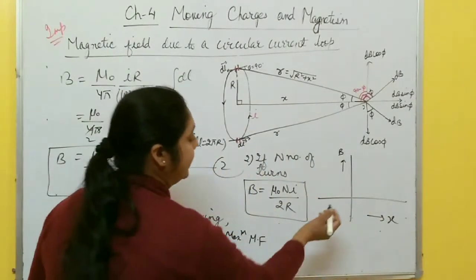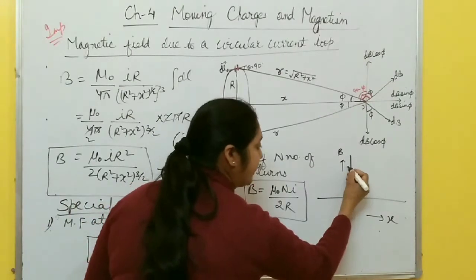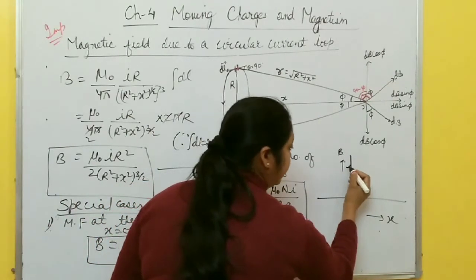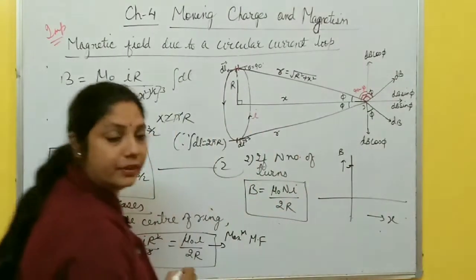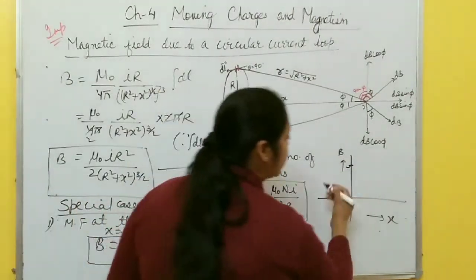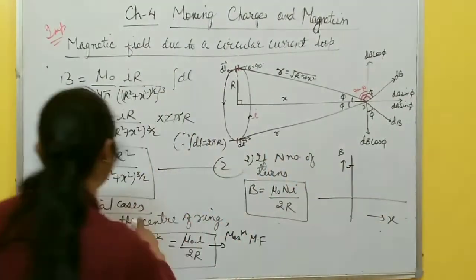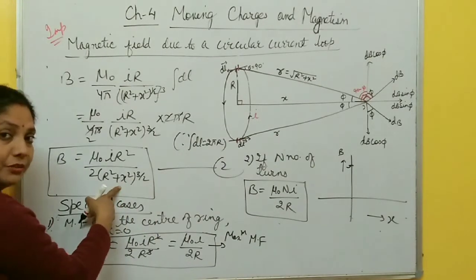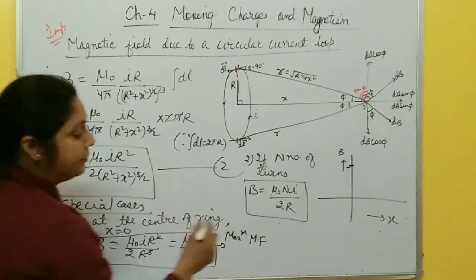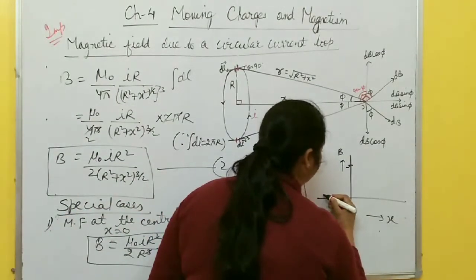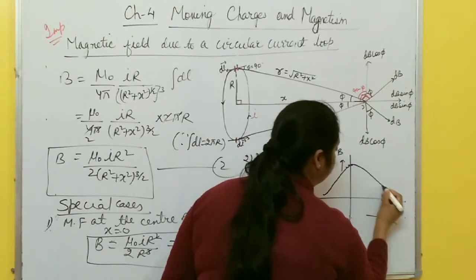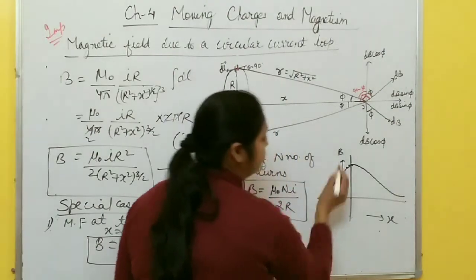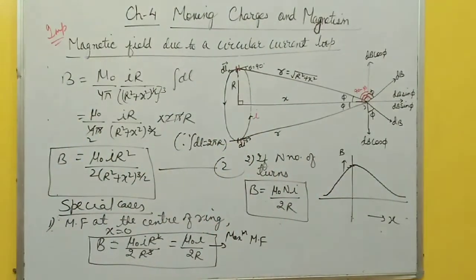So at the center of the ring, the magnetic field is maximum, right? Here the value of the magnetic field is maximum, and on both sides the magnetic field decreases. As the distance increases, the magnetic field decreases. B is inversely proportional to this x. So at the center the magnetic field is maximum, and then on both sides it decreases. So this is the graph between B and x.